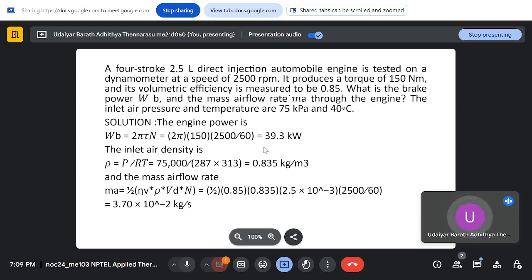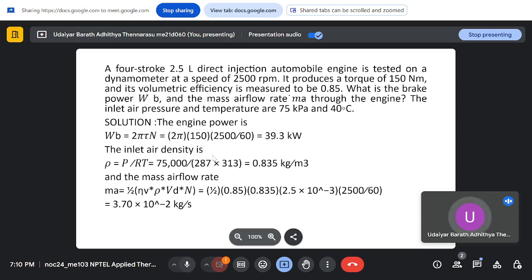So the engine power, the brake power, is 2 pi into torque into speed. So torque into omega, so T into 2 pi n. So 2 pi into torque, which is given, produces 150, into speed, 2500 divided by 60 to convert into per second. So this comes out to be 39.3 kilowatt. So that is the brake power which is generated.